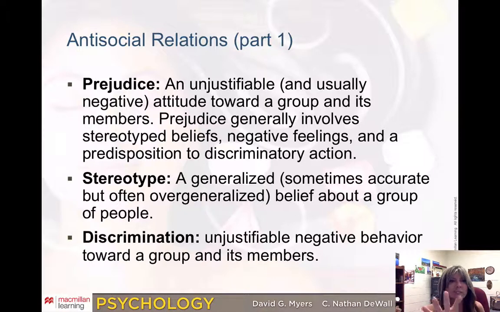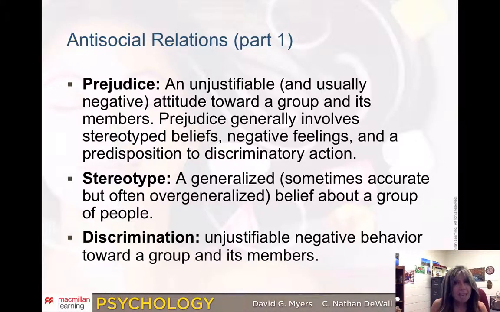Okay. Prejudice, stereotype, and discrimination are often interchangeable. I want you to see the difference between them. Prejudice and stereotype are opinions. They are beliefs. Both of them are beliefs. Discrimination is behavior. So note the difference between the two. Prejudice and stereotypes are beliefs that we have.